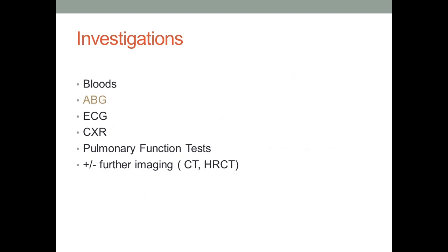Investigations are almost the same, but here you can see the ABGs, arterial blood gases, are important in COPD management. In asthma there will be type 1 respiratory failure, but in end stage COPD, there will be type 2 respiratory failure. That's why the ABGs are important.